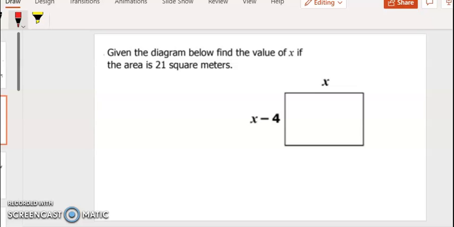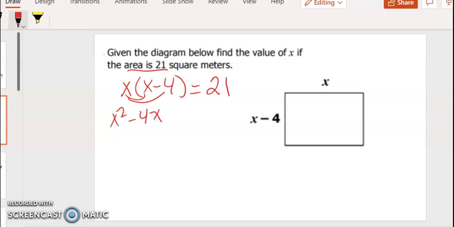It says, given the diagram below, find the value of x if the area is 21 square meters. So we have this rectangle, and area is length times width. And that's what it's saying area is, and it says area is 21. So we want to solve this. So we're going to multiply this out, and then we're going to move our 21 to this side, subtracting it. Okay, so we're going to get a polynomial like this.